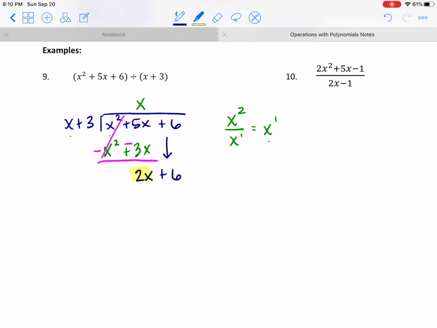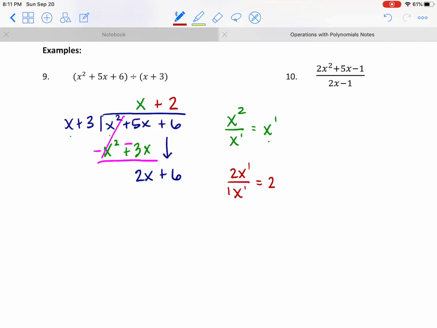So when I divide, it's just the first term divided by the first term. So just the 2x divided by the x. So what is 2x divided by x? Again, this is a quotient rule, right? 2 divided by 1 is still going to be 2. And 1 minus 1 leaves me no x's, so just a positive 2. So the plus 2 is the next part of my answer.